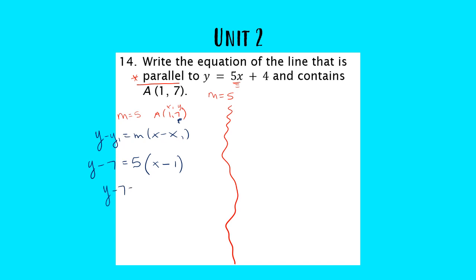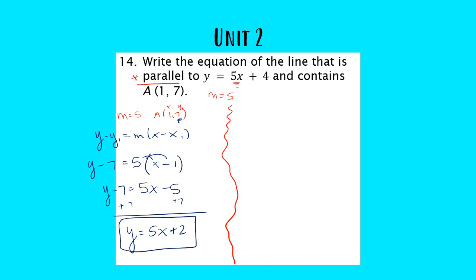So y minus 7, distribute that to both pieces, you get 5x minus 5. Last step, add 7. And my ending answer then is 5x plus 2. So that is our new equation. It has the point (0,2) that it crosses through and a slope of 5.